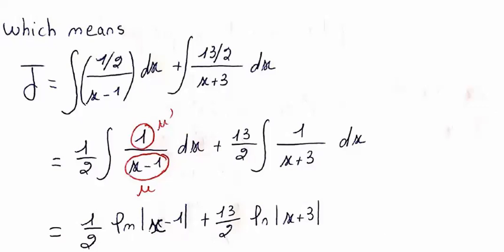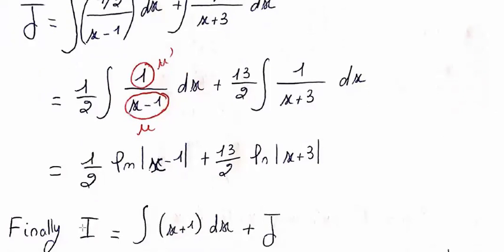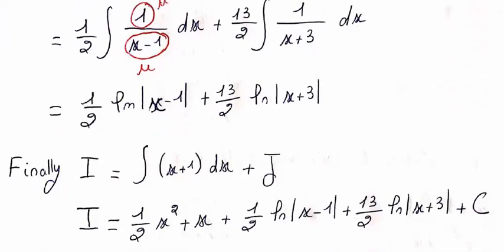And finally, don't forget that we are integrating I, the improper fraction, which was the integral of the polynomial x plus 1 dx plus j that we have found here. So finally, we will get that I is half x squared, which is the integral of x, plus x, which is the integral of 1, plus j, which we already found as half ln absolute value of x minus 1 plus 13 over 2 ln absolute value of x plus 3 plus a constant c, since we are solving an indefinite integral.